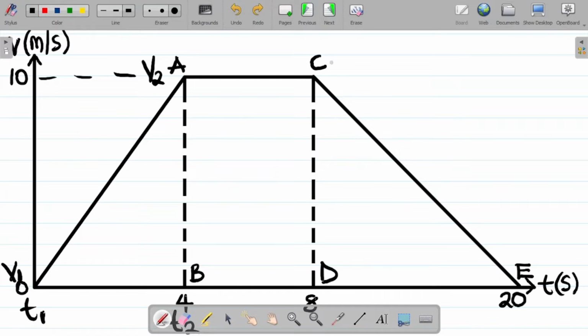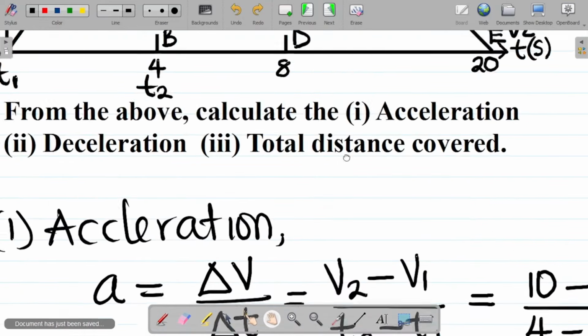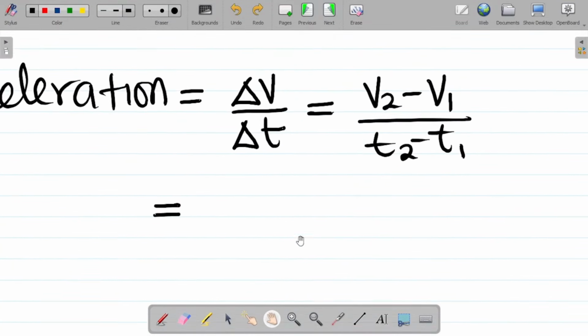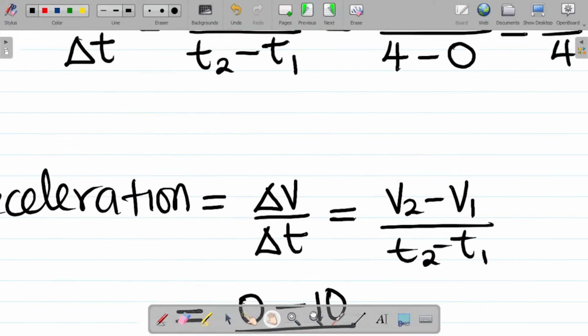Let's pick out the values. Here is actually V1 in this case, and this is V2. V1, if I trace this to the vertical axis, is the value here, which is 10. So V1 is 10. What about V2? V2 is this point here where the body comes to rest. If I trace this to the vertical axis, I see that the answer is 0. That means V2 is 0, while V1 is 10. So V2 minus V1 becomes 0 minus 10, all over T2 minus T1. Let's get T2 and T1.